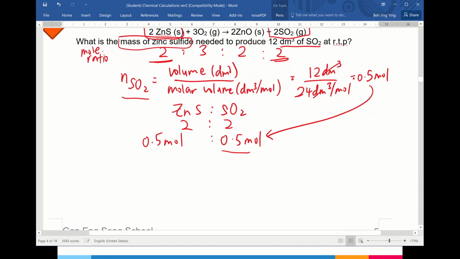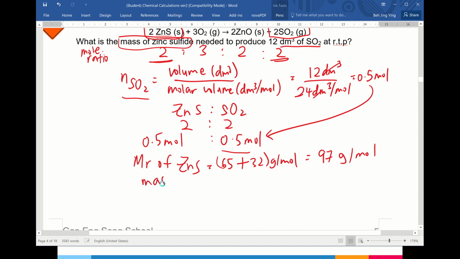Okay, so I will look at the Mr. The molar mass of zinc sulfide will be 65 plus 32. Okay, so the molar mass is 97 gram per mole. So per mole is 97 gram. You are given only 0.5 moles. So the mass of zinc sulfide, okay, the unit is in gram, will be number of moles multiplied by molar mass.